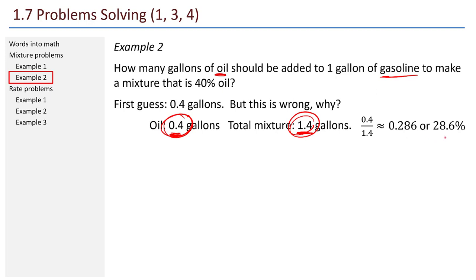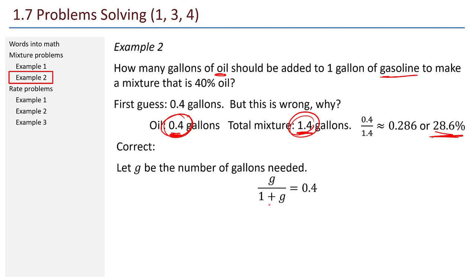And to turn that into a percent, I move the decimal place 2 places to the right. I multiply by 100. So if I only added 0.4 gallons of oil, I'd end up with a mixture that's only 28.6% oil. Okay, so how do I actually solve the problem? The correct way is, let's assign a variable. Let G be the number of gallons of oil that are needed.